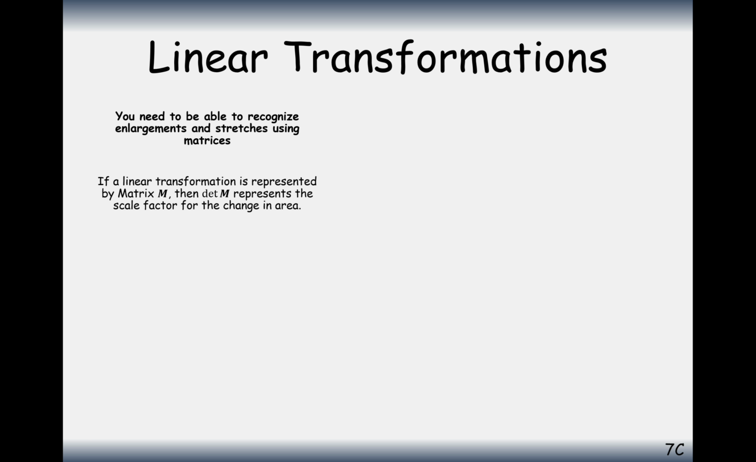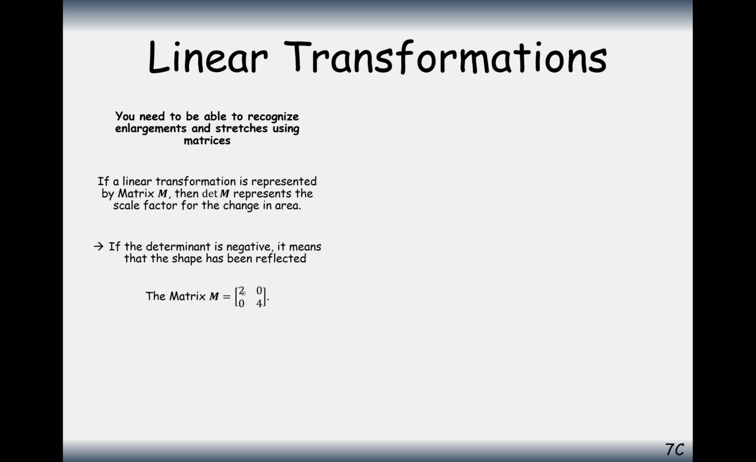So moving across now. If a linear transformation is represented by a matrix M, then the determinant of the matrix M represents the scale factor of the change in area. If this value is negative, it just means the shape's been reflected, but the area is still going to get a scale factor enlarged by that determinant amount.